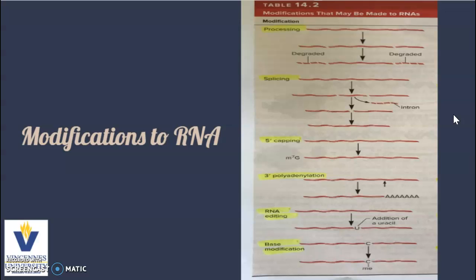Today we have talked about how RNA is transcribed, not translated, transcribed from DNA in bacteria and eukaryotes, and then we briefly discussed all the things that can happen after the RNA has been created or formed.